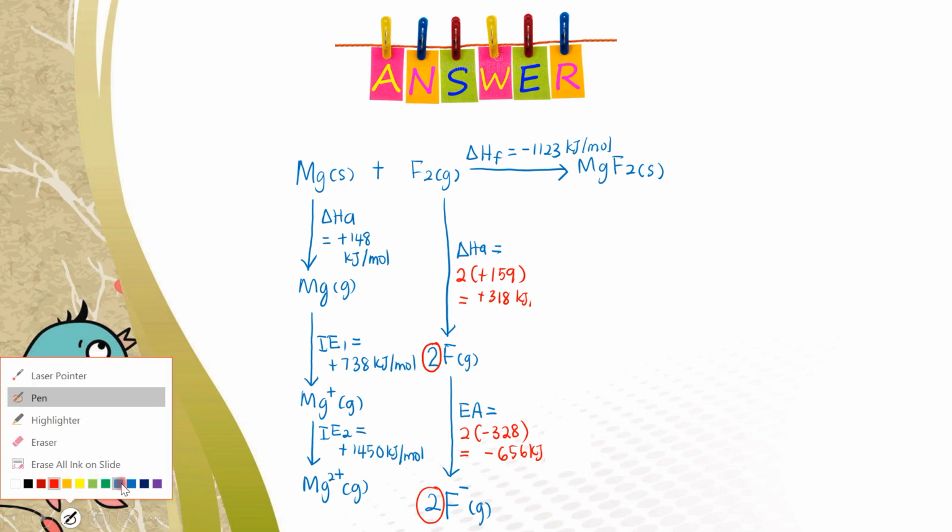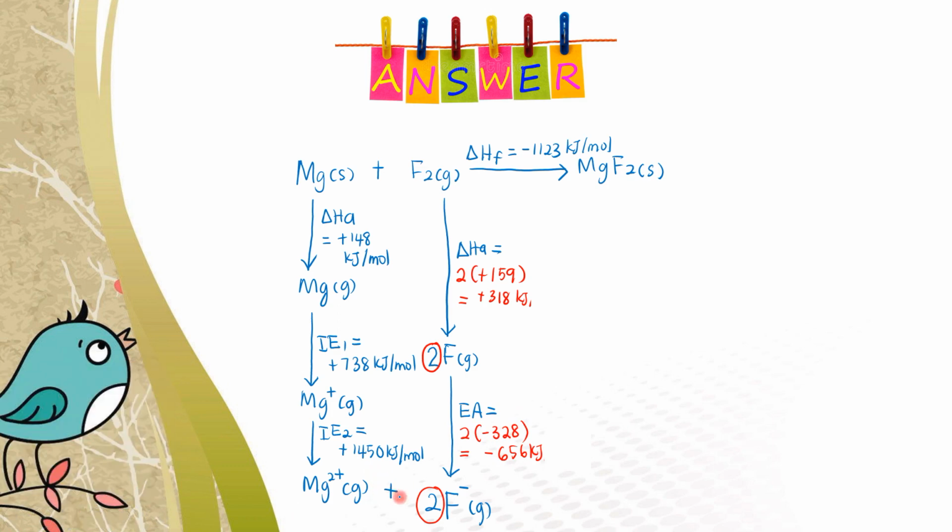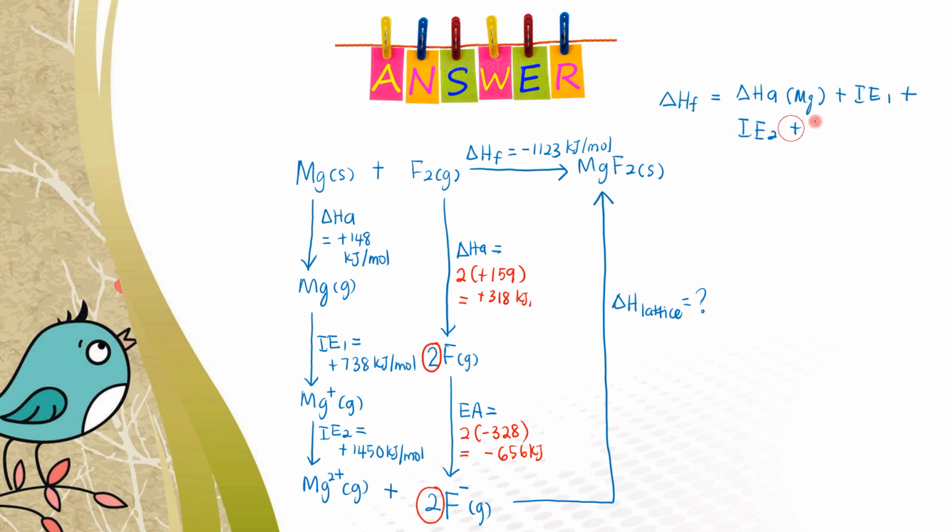Next step, just add both gaseous ions, and it will produce MgF2. This is what we call delta H lattice energy, and this is what we want to calculate. Next, write the relationship: delta HF plus delta H lattice. You have to write it, there are marks for it. And then you substitute.